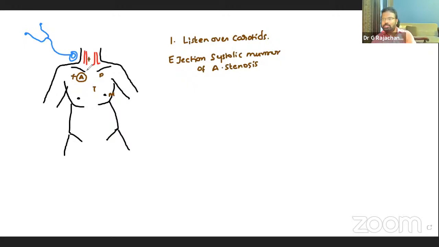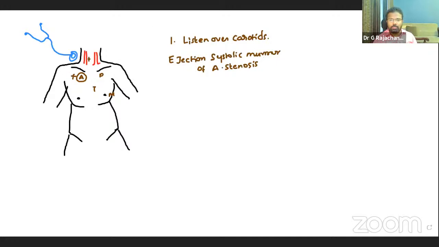Location means the best audible site. Location of the murmur is the best audible site. So the location becomes the aortic valve and radiation is the second best audible site, that means next to the best. After it is audible better in the aortic area, it is also being conducted to the carotids. That's why it is called radiation. This is seen in case of ejection systolic murmur.